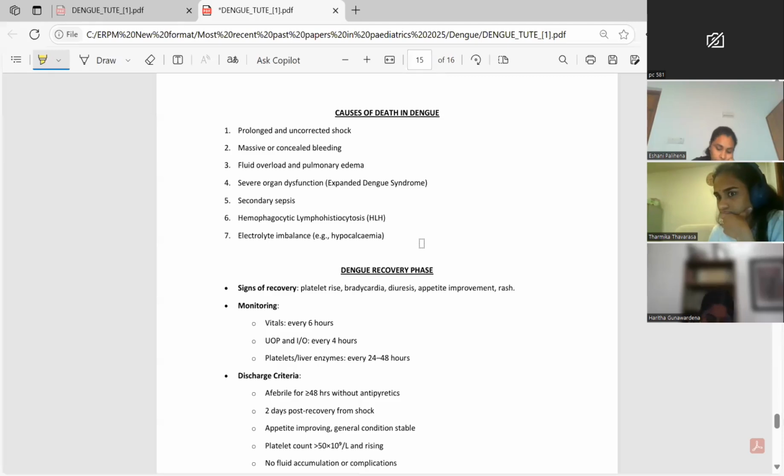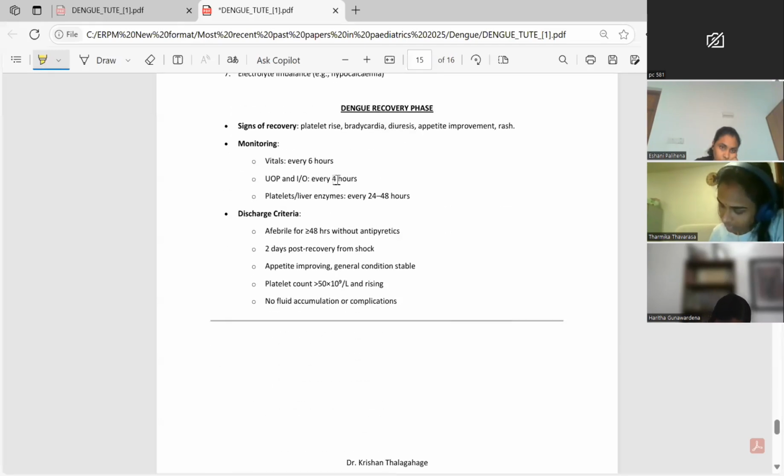But luckily, most of the children will recover. So what are the signs of recovery? When they recover, platelet will start rising. This is the best marker of recovery. And tachycardia will settle. Instead, they will now have bradycardia, right? Whatever fluids were leaked will now start to be lost as diuresis. Appetite will improve, right? And there will be a rash. Was that understood? Rash, right?